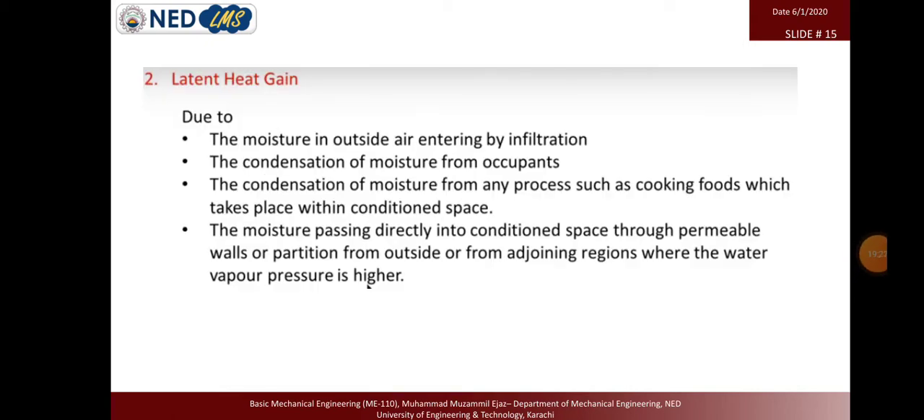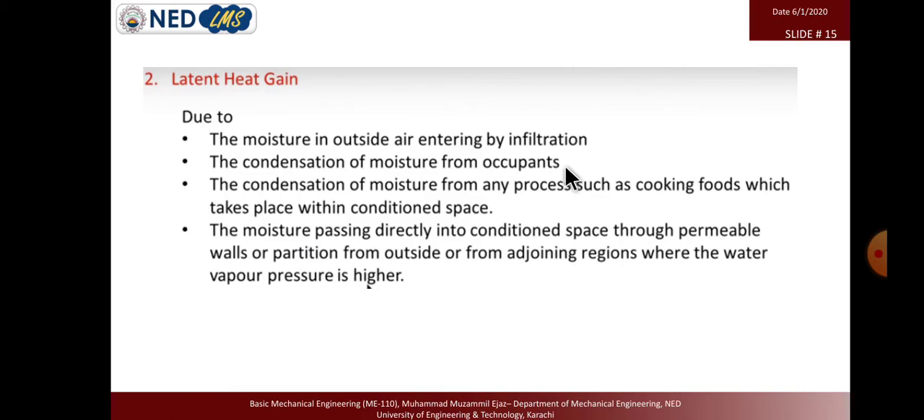Now for latent heat, I already showed a few points, but here we have four points. The moisture in outside air entering by infiltration, like when a person enters the room, the door will be open, so the outside air that has high moisture content infiltrates inside the room. The condensation of moisture from occupants: I showed you that we all produce sweat, that is pasina.